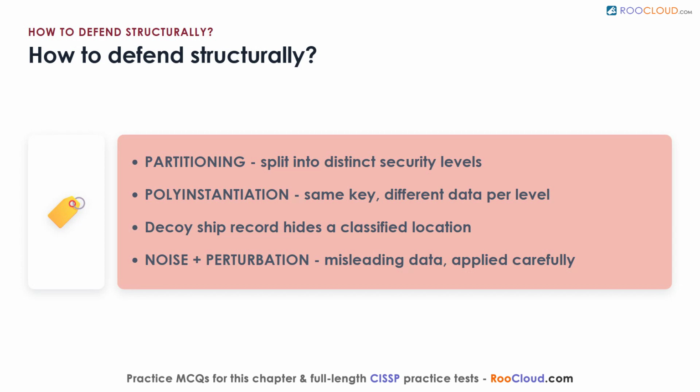Finally, noise and perturbation inserts false or misleading data to thwart confidentiality attacks, though you must apply it carefully so it never corrupts real operations. Think of these as compartments, decoys, and smoke, each designed to keep an observer from assembling the true picture.